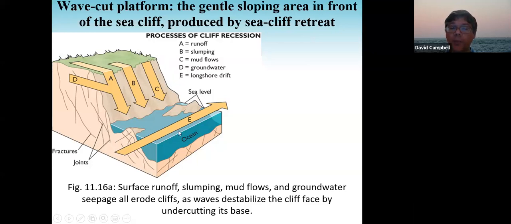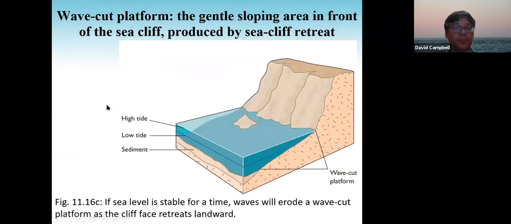But once we get a little below the water surface, down there, things are much less hard on the cliff than right at the top. So we tend to get a relatively flat surface building up out under the ocean in front of our eroding cliff. So again, this is known as a wave cut platform. You can see it in the diagram here.